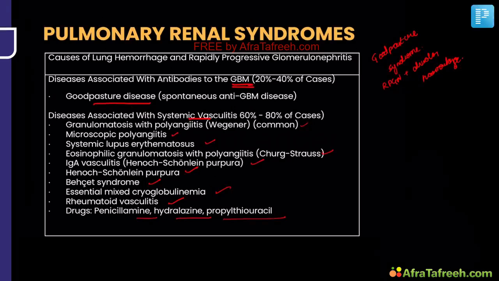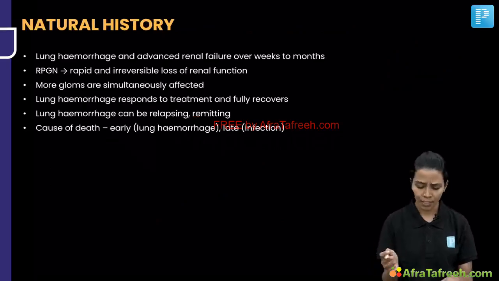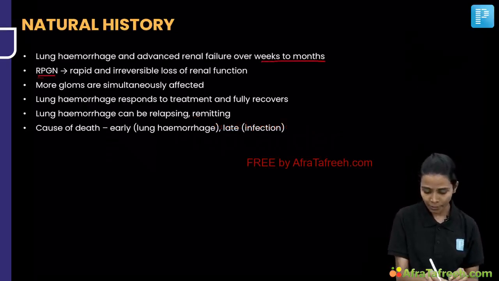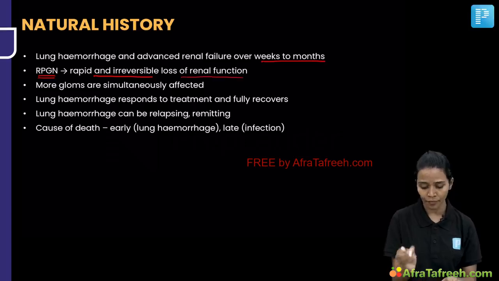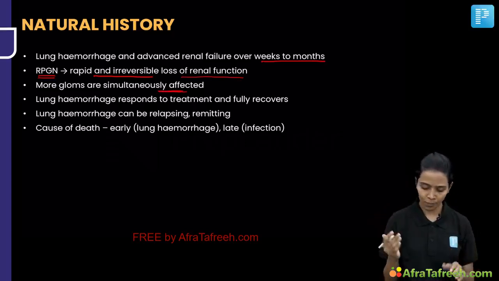You don't have to worry. Whichever disease can cause vasculitis can precipitate Goodpasture syndrome, involving alveolar hemorrhage and RPGN. Now, natural history. The lung hemorrhage and advanced renal failure generally happen over weeks to months. Or it can present as RPGN, which I told, rapid and with irreversible loss of renal function. More glomeruli are simultaneously affected. Like I told, all crescents are going to be of the same age.